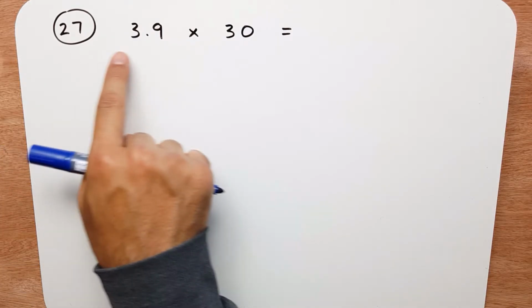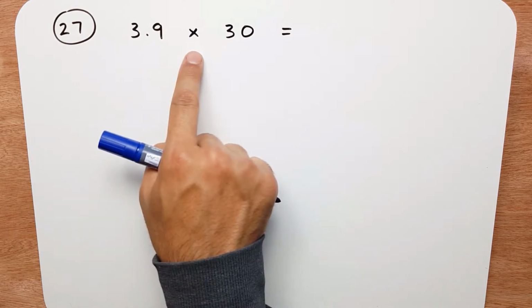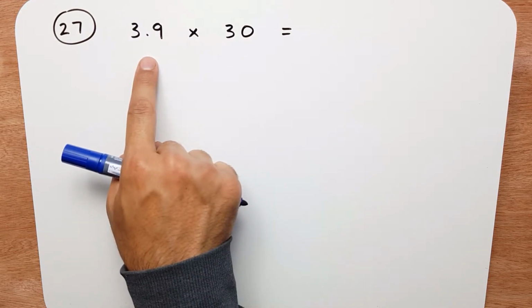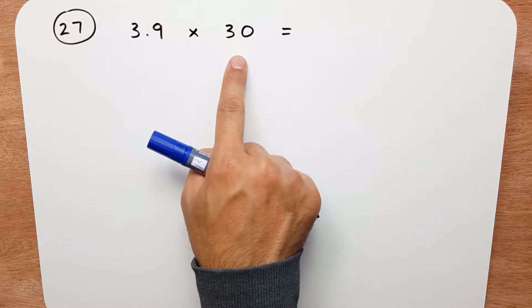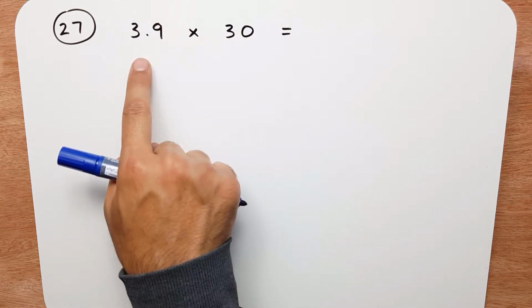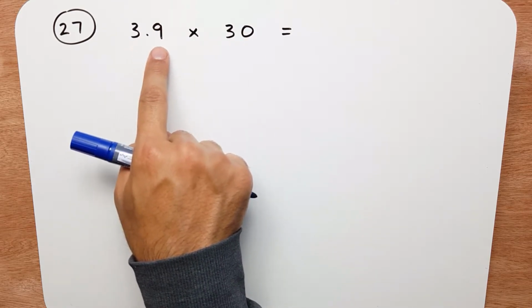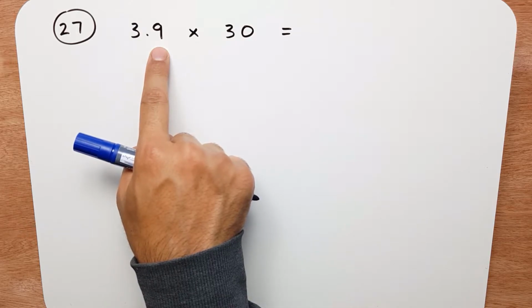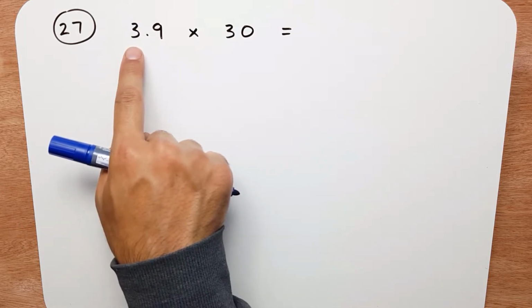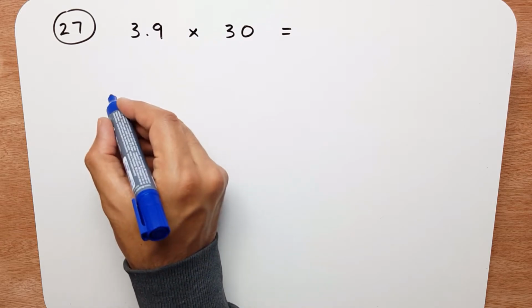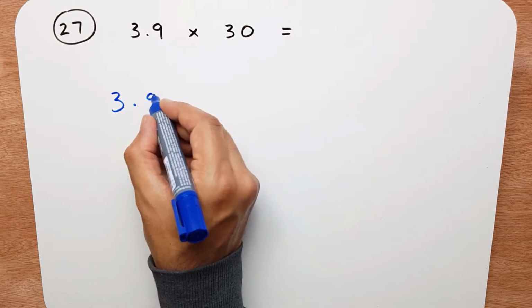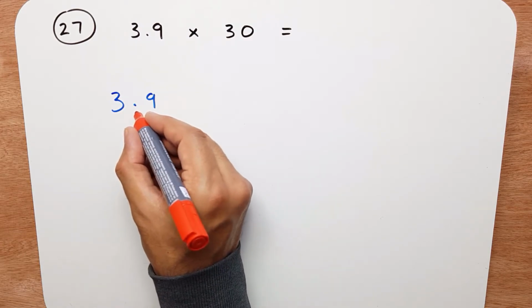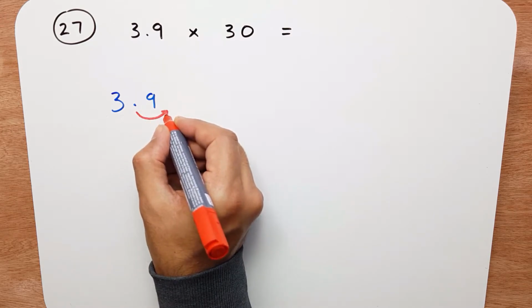Question 27 is 3.9 times 30. So that's a decimal and that's a whole number. And what I like to do is write 3.9 and turn that into a whole number. So what I'm going to do is write that down here, 3.9. So the decimal point moves from there to there.